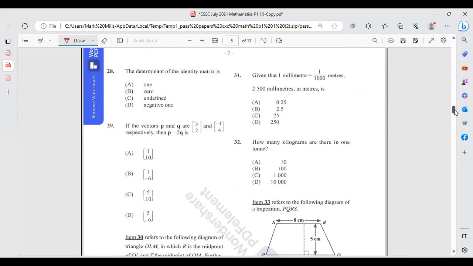Number 28. The determinant of the identity matrix is 1.